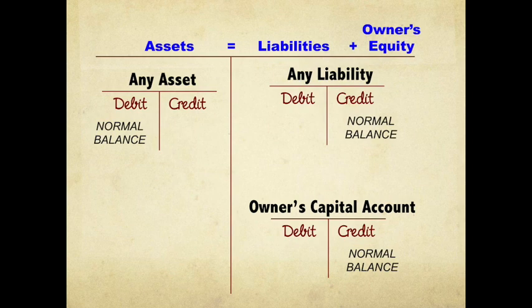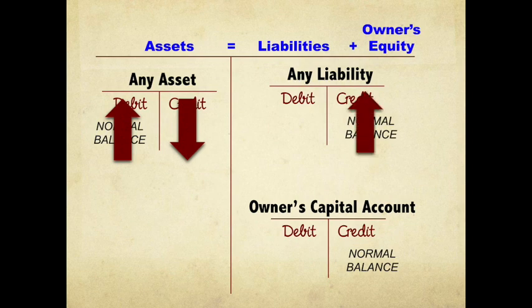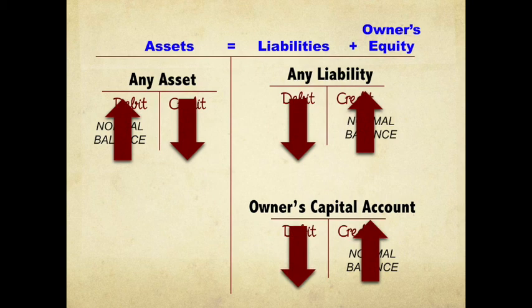Okay, going back to the rules now, we always increase our balance on the normal balance side. So we're going to increase on the normal balance side, decrease on the opposite. We go to our liabilities, increase on the normal balance side, decrease on the opposite. And just think of it, you have a balance in there. If you're going to add money to it, you're going to keep adding to that balance. That's why you increase on the normal balance side. Your owner's capital account has a normal credit balance. You're going to increase on the normal balance side, decrease on the opposite.